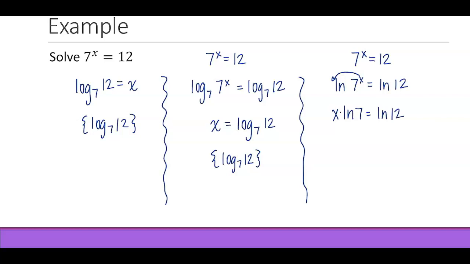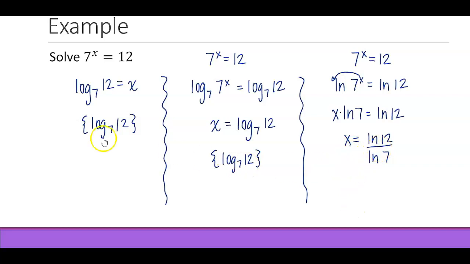Well, now I want x by itself. I have x times natural log of 7, which is just a number. ln 7 is a number, so I can divide by it. So I'll have x equals natural log of 12 over natural log of 7. So we have x by itself.